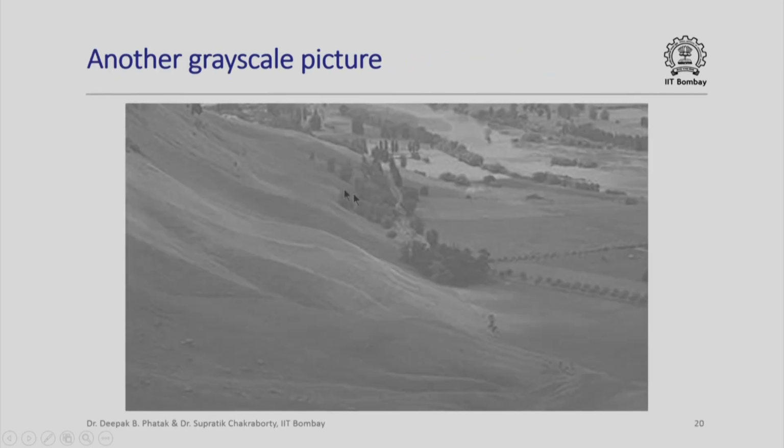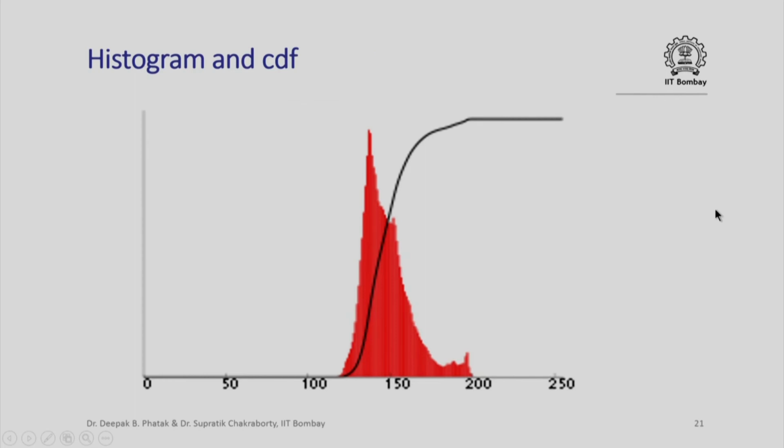Here is another interesting example. Here is a scene, another grayscale picture. Here also the contrast is not very good. If we actually plot the histogram and the cumulative distribution function, it will look like that. The red color thing is the histogram. Notice that all pixel values are concentrated in a small range, somewhere between 100 and something to 200, and this is the cumulative distribution function.